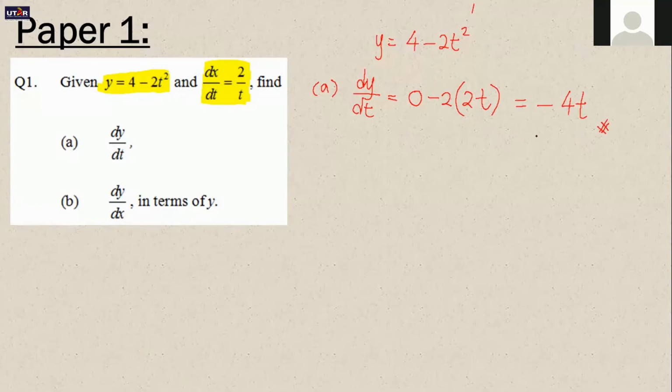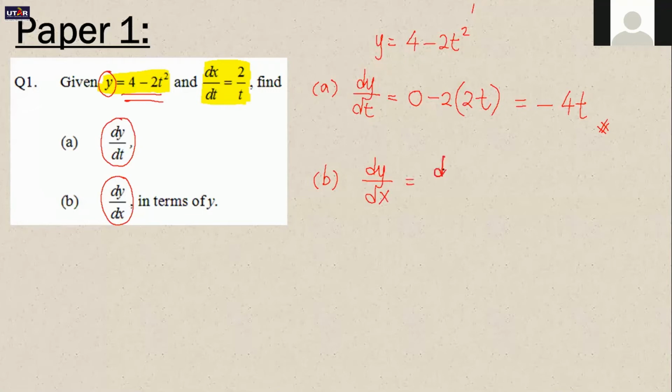Negative 4t. What about part B? Part B, I need to find dy over dx, right? First one is dy over dt, but the next one is dy over dx. Now we have a problem: the function y is not in terms of x, right? It's in terms of t. So how to find dy over dx here? So we have to use the chain rule, right? According to the chain rule, we know that dy over dx is equal to dy over dt times dt over dx, right?